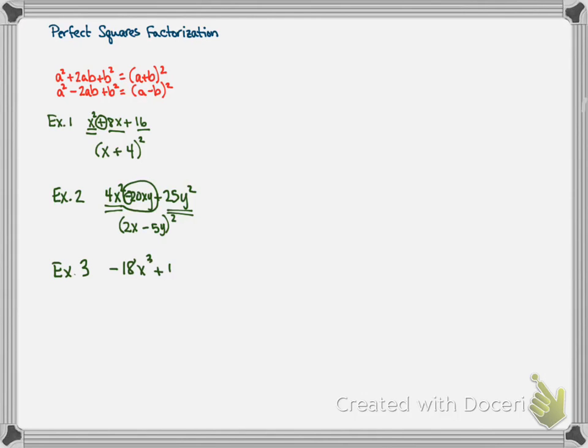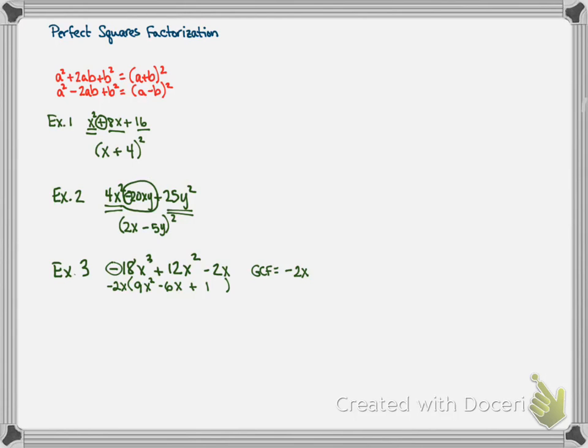Let's look at a third example. Negative 18x cubed plus 12x squared minus 2x. Is there a GCF? Yes, it's 2x, and because the first term is negative, we'll actually make the GCF negative 2x. Write down your GCF, write down your parentheses. Negative 18x cubed divided by negative 2x is 9x squared. 12x squared divided by negative 2x is negative 6x. Negative 2x divided by negative 2x is plus 1.